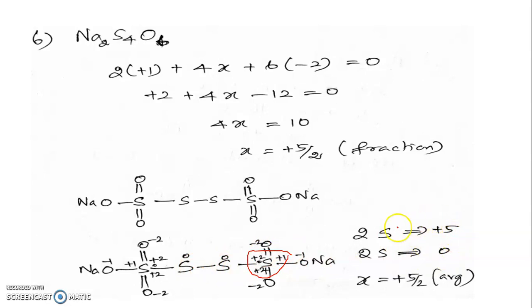So if you take the average, 2 sulfur +5, 2 sulfur 0, the average comes out as 5/2. Are you clear? So whenever the oxidation state comes out as a fraction, you may think of the presence of different oxidation states of the same element in the given compound.